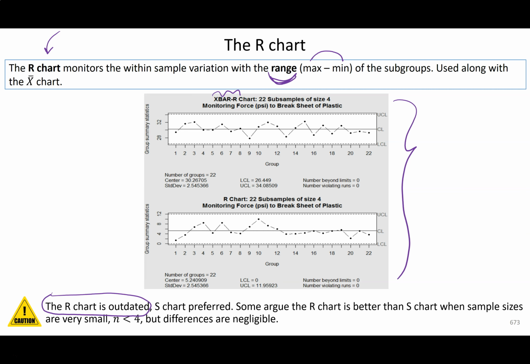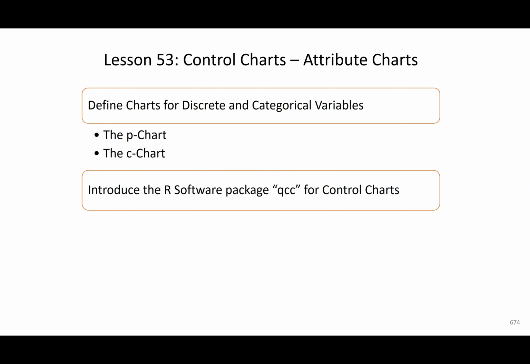It's a lot less common to use, so it's very outdated. The S chart is preferred by most folks, and it has to do with what was available, computing power, all of that back in the day when this was designed. Some will argue that the R chart's better than the S chart when our samples are really small, but a lot of times the difference is not really a big deal. So most of the time we won't pick an R chart if we have an S chart at hand. But know that you might see these out there. They're just kind of old school. And so we will join you for when we look at discrete and categorical variables next.